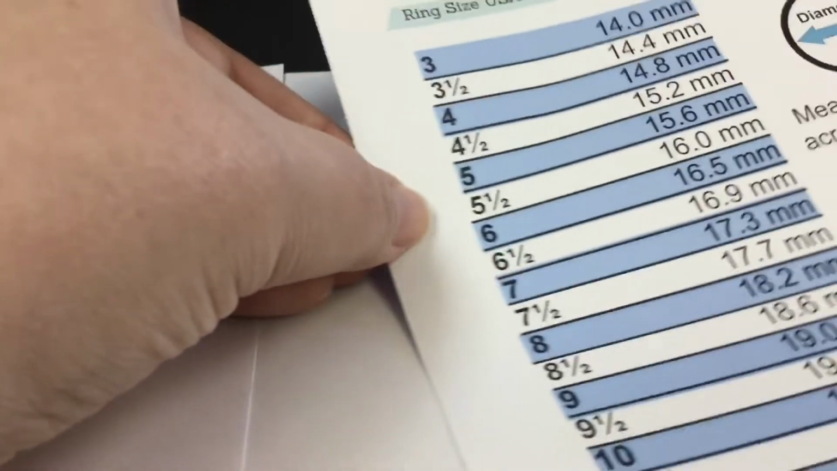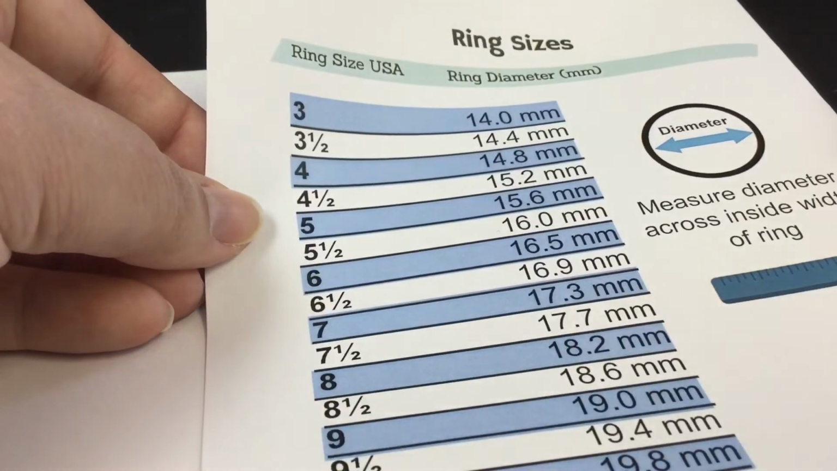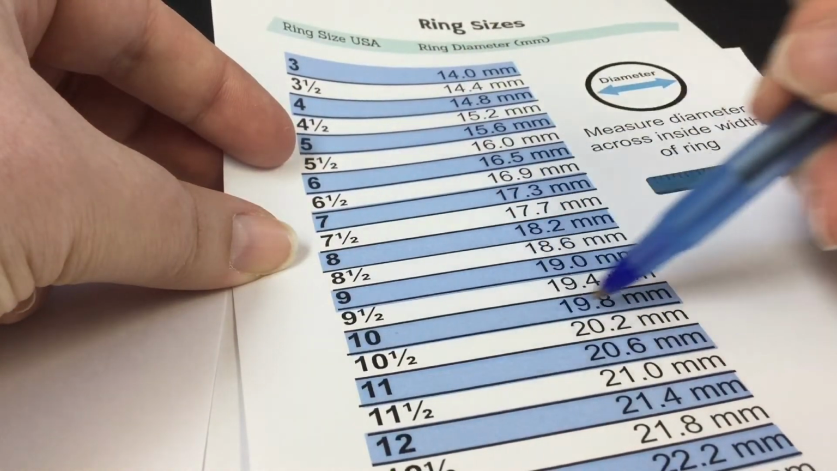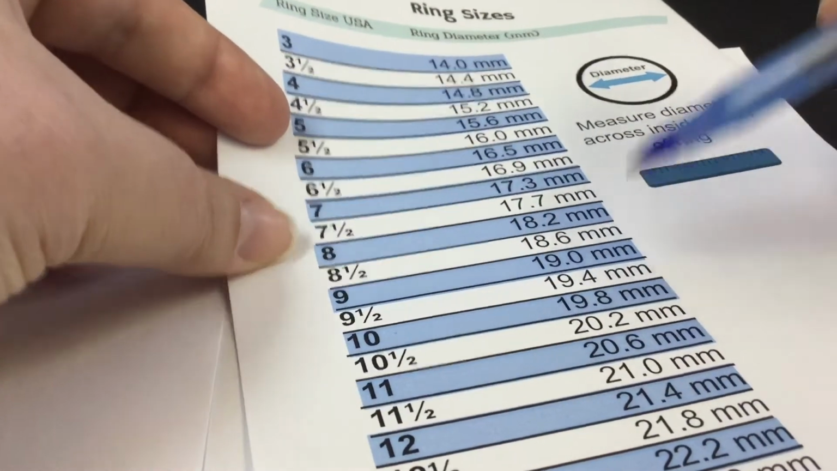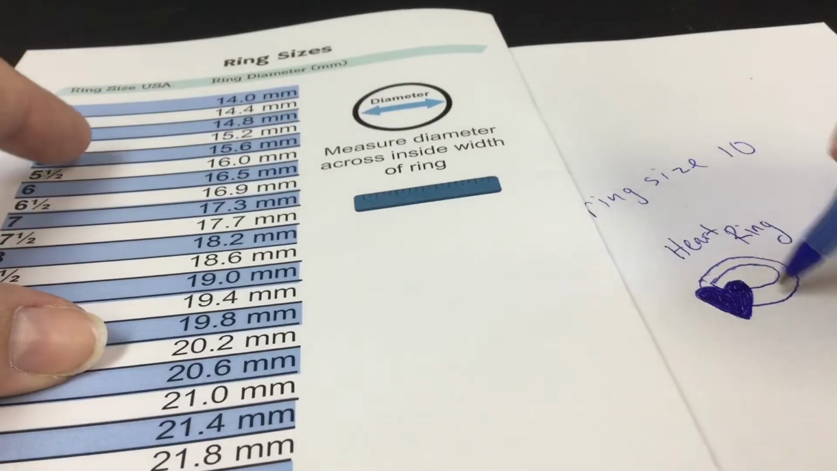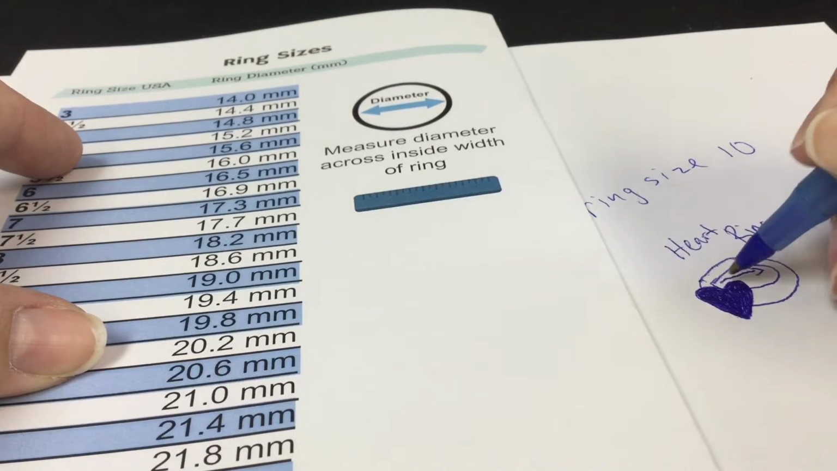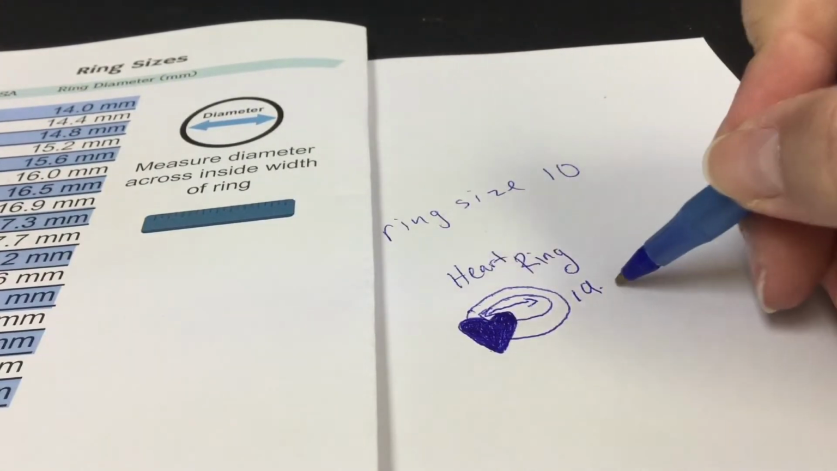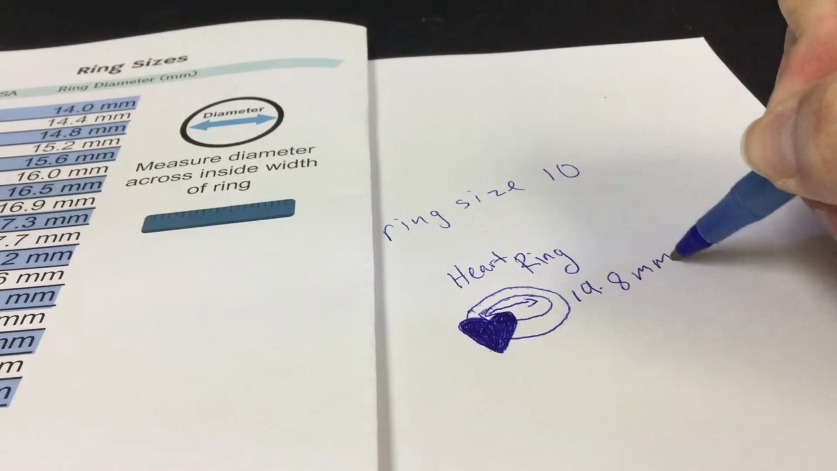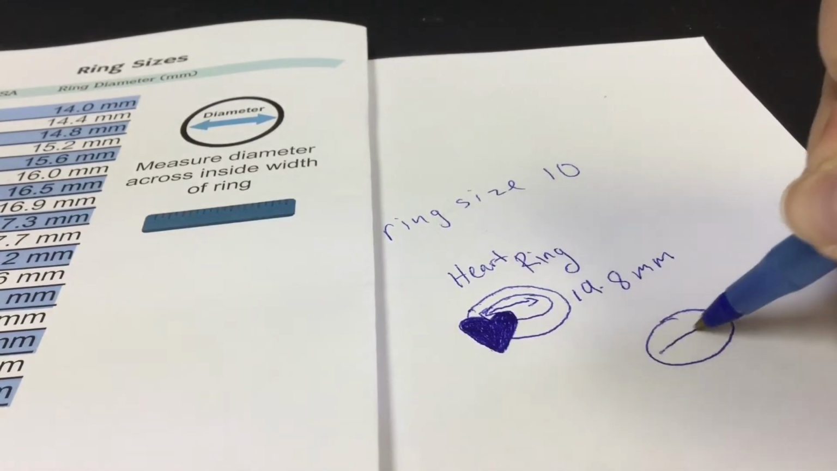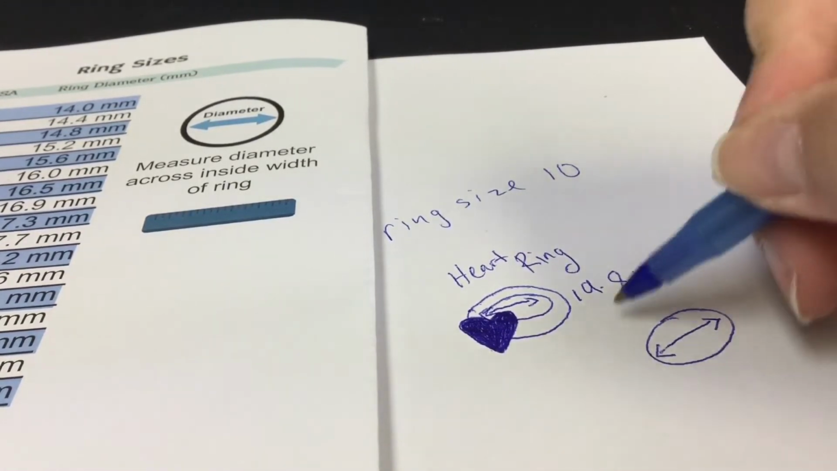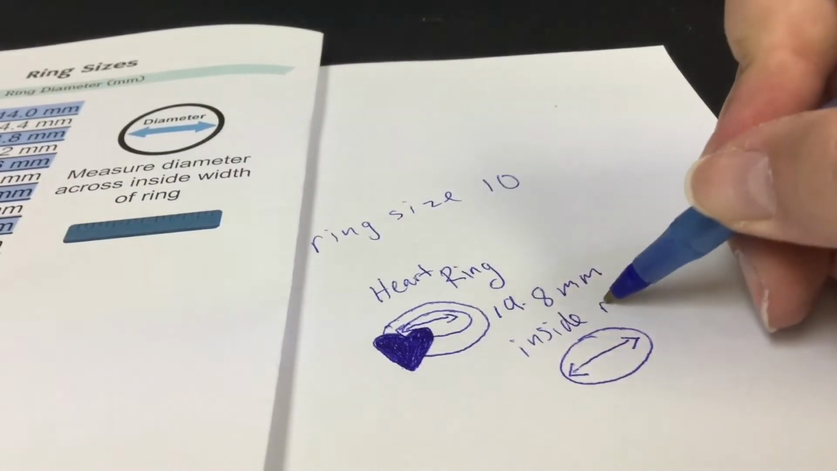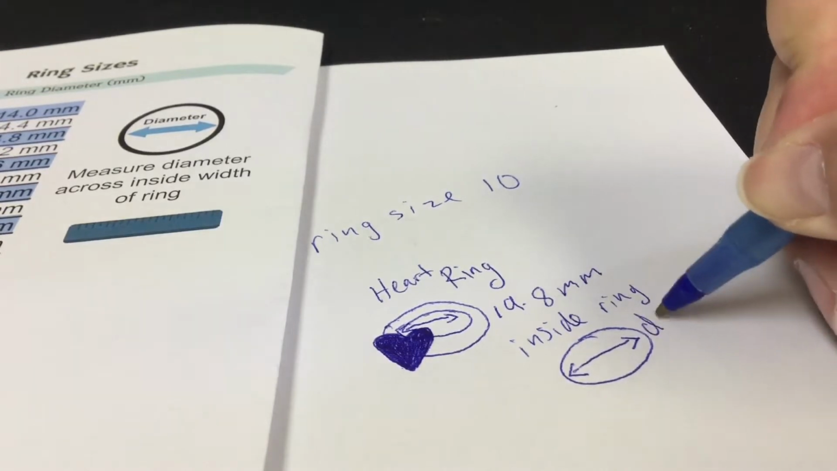Now that I have my ring size, I can go ahead and look and see what diameter my ring should be. So the diameter for a ring size 10 is 19.8 millimeters. This means the width from one inside edge of the ring to the other inside edge of the ring should be 19.8 millimeters to fit a ring size 10. This will be useful when we are creating and designing our ring in 3D printing software.